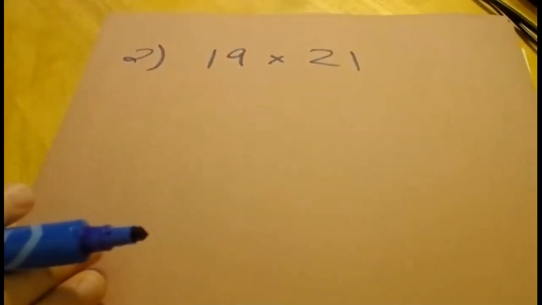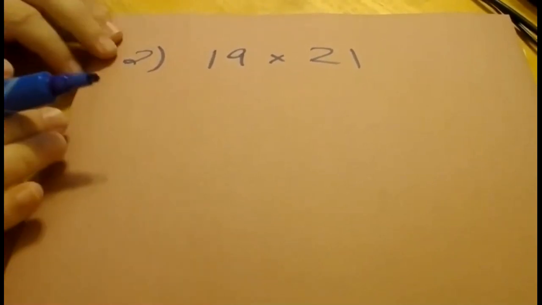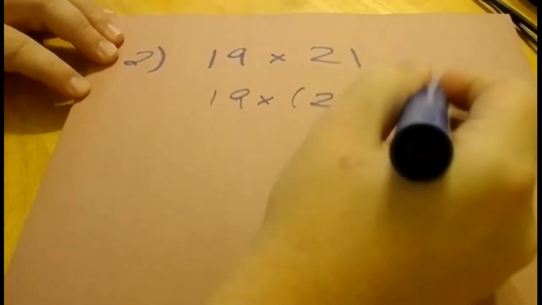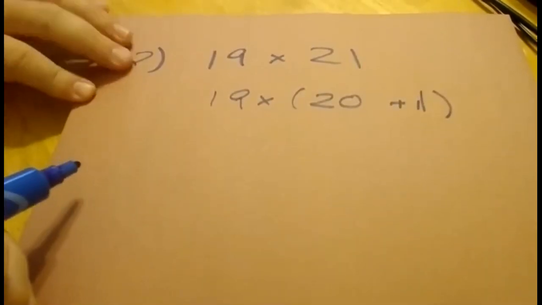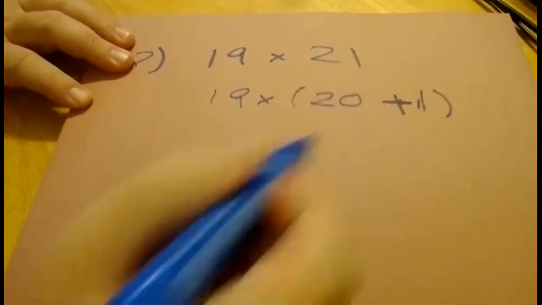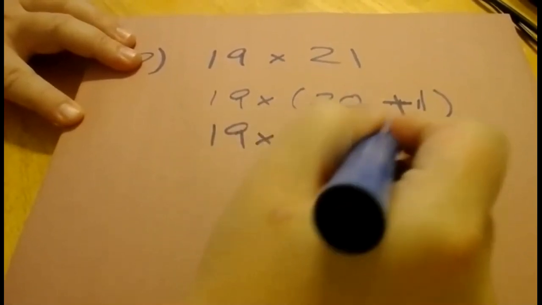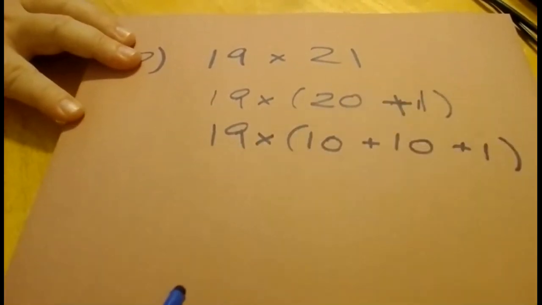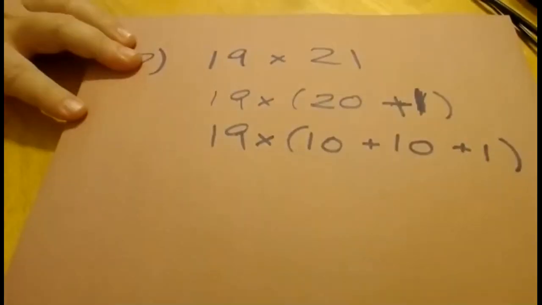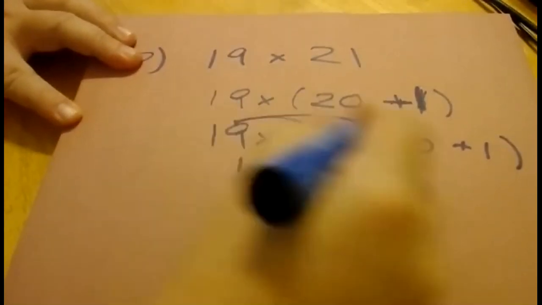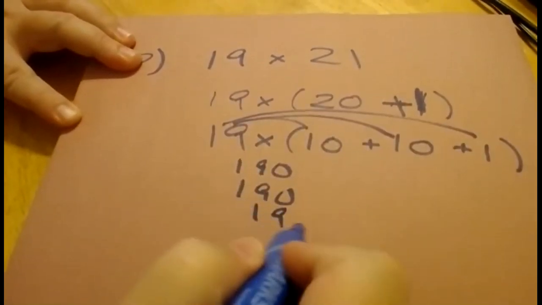Take a look at that next one, 19 times 21. How can we figure that one out? Well, one way is like this, 19 times 20 plus 1. I'm sure a lot of you were probably thinking that, right? And if you think of it that way, you can now use your distributive property, or you could split it up even further like this: 10 plus 10 plus 1, right? And why would you do it that way? Because 19 times 10 is very easy. 19 times 1 is very easy. It's 190 plus 190 plus 19.